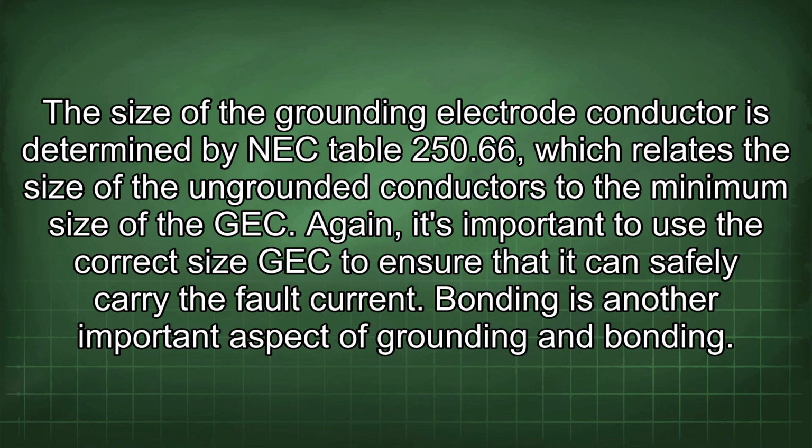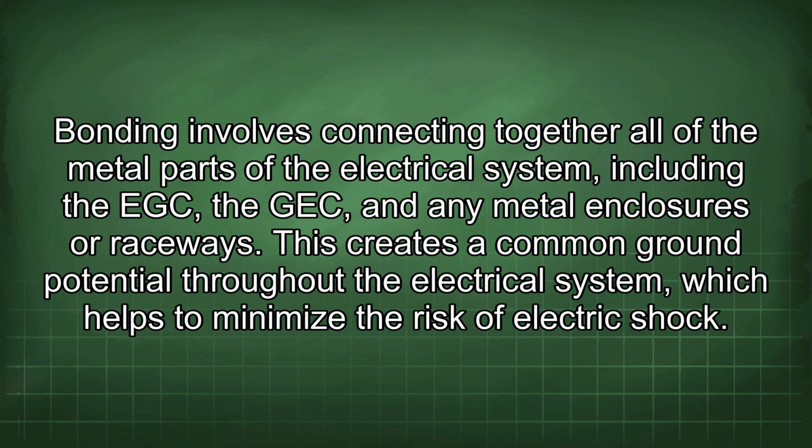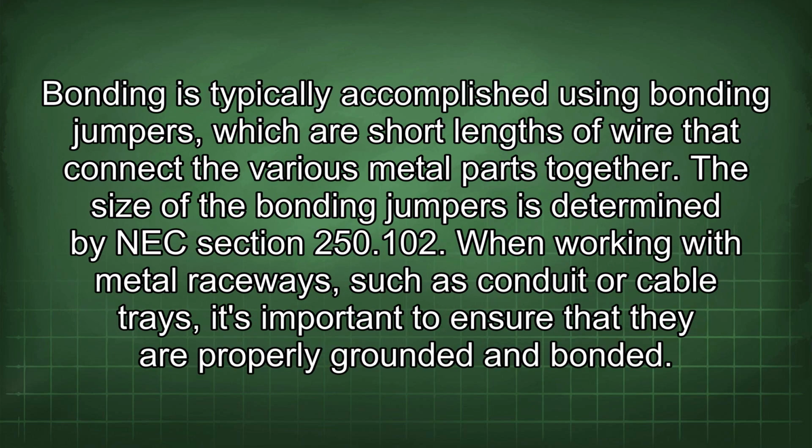Bonding is another important aspect of grounding and bonding. Bonding involves connecting together all of the metal parts of the electrical system, including the EGC, the GEC, and any metal enclosures or raceways. This creates a common ground potential throughout the electrical system, which helps to minimize the risk of electric shock. Bonding is typically accomplished using bonding jumpers, which are short lengths of wire that connect the various metal parts together. The size of the bonding jumpers is determined by NEC Section 250.102.